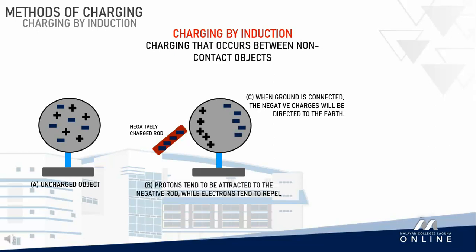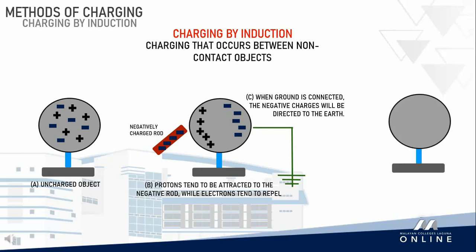When we connect a ground wire to the sphere, negative charges go directly to Earth, leaving the positive charges behind. As the ground is disconnected and the rod is removed, the sphere is left positively charged, and that is how charging by induction occurs.